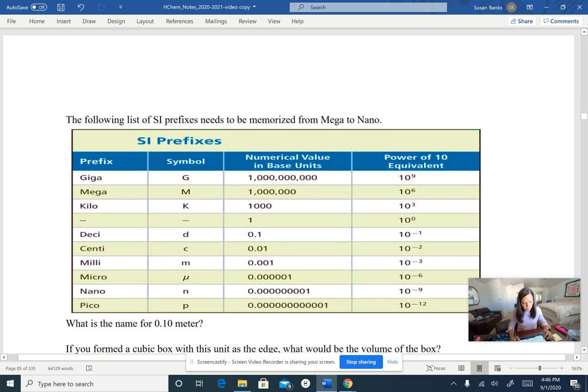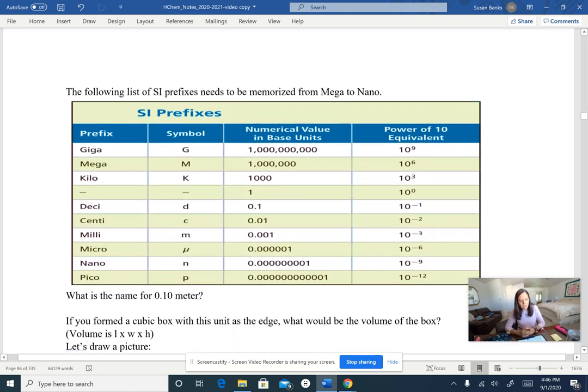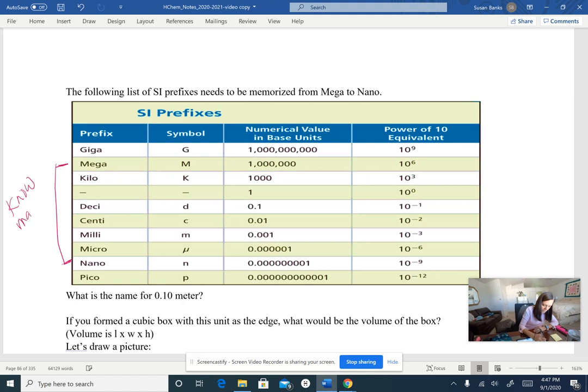Now, let's go to those prefixes. These are the standard prefixes. And I need you to understand and know the value, the magnitude, or how big or how small these are from mega all the way down to nano. Okay, so I need you to know these magnitudes.